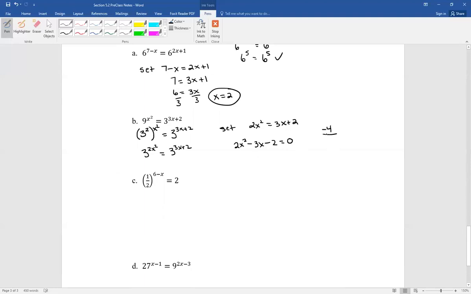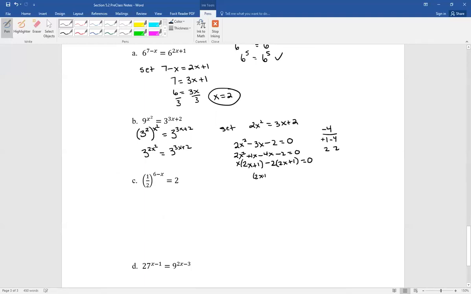So 2 times negative 2 is negative 4. And the only pair that could make a negative 4 when we multiply, but a negative 3 when we add, would be a positive 1 and a minus 4x. So 1x and 4x. Pull out an x out of the first pair. That leaves me with 2x plus 1. Pull out a minus 2 out of the second pair. That also leaves me with 2x plus 1.